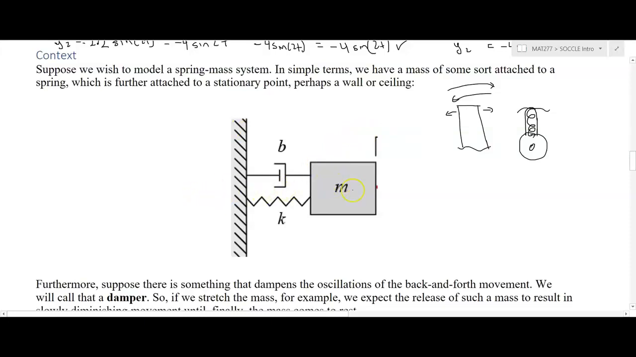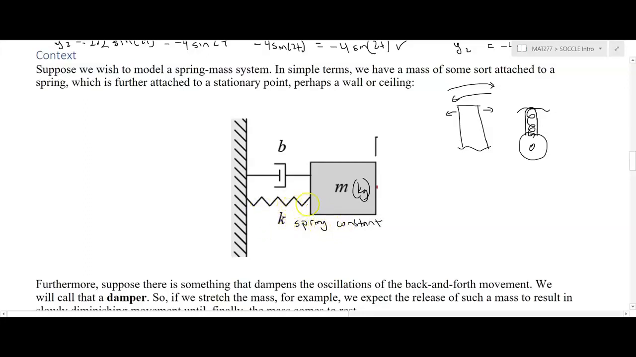So here we're going to have a mass. This is going to be m, and it's often measured in kilograms. It doesn't have to be measured in kilograms, but we like to stick with metric units. Let's look at k first. k is what we call the spring constant, and every spring has a spring constant. We'll describe what it actually does in a moment, but it describes how stiff the spring is.